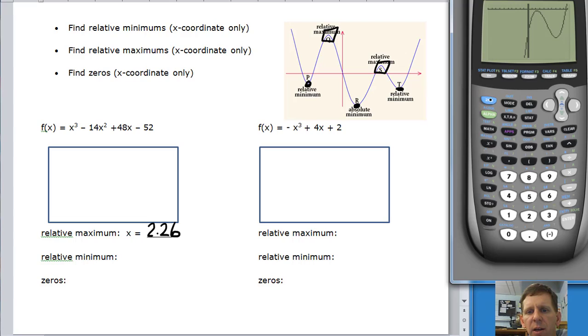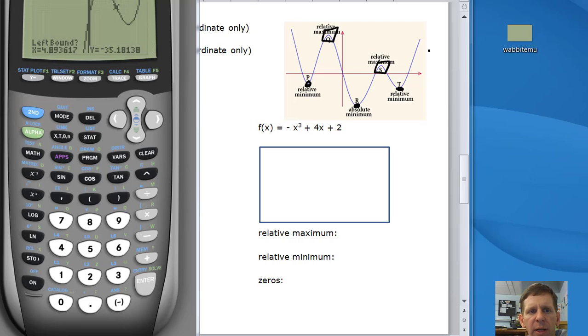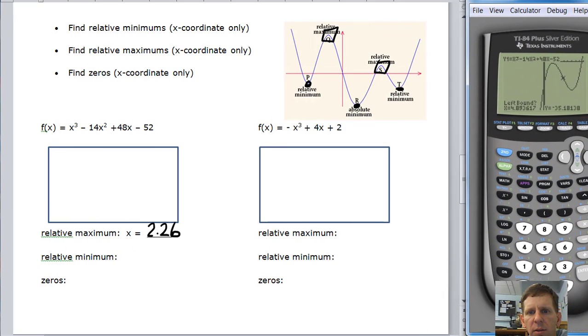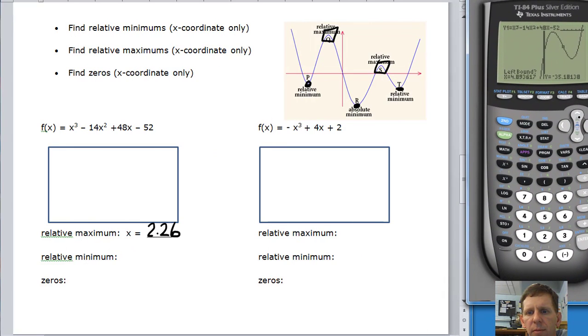And when I do this, I can now see that my graph has a relative minimum point right here that I'd like to find. So we're going to go to second trace. I'm going to choose the minimum option. I'm going to go left bound a little bit to the left of the lowest point. So I move my cursor to the lowest point of the graph and just go a little bit to the left of it. Press enter.